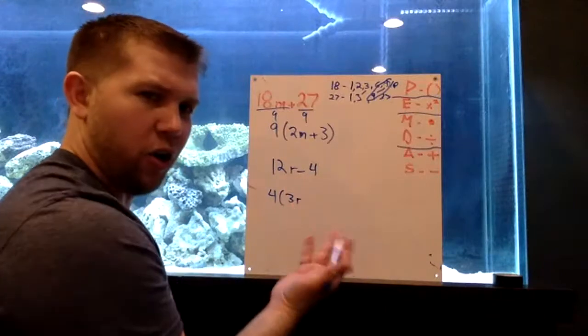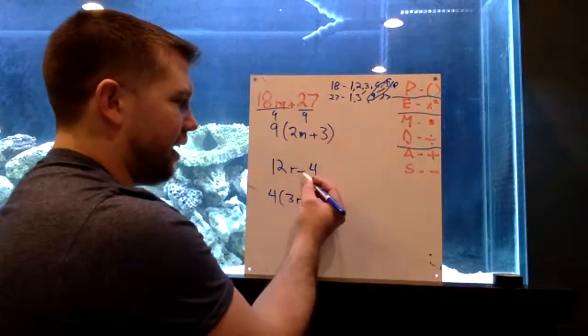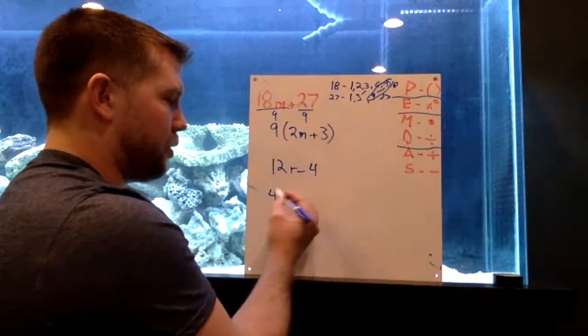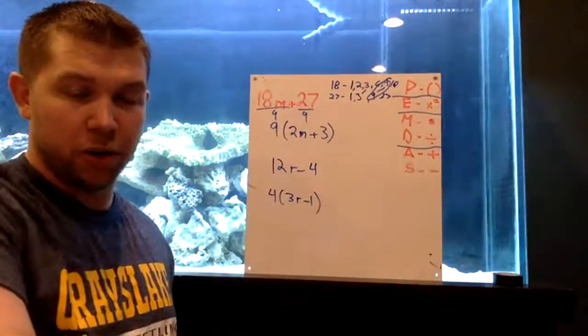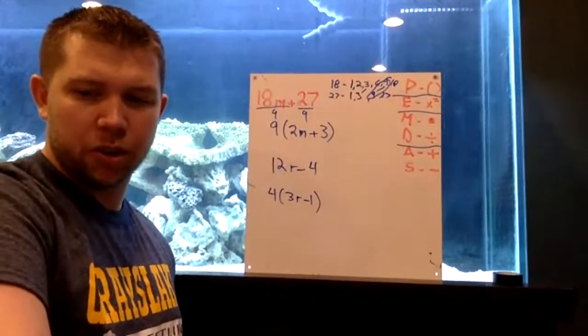Bring the R. Okay, and I have a negative 4 divided by a positive 4. It's going to leave me with a negative 1, also known as a minus 1 in this situation. So that's what this one looks like factored out.